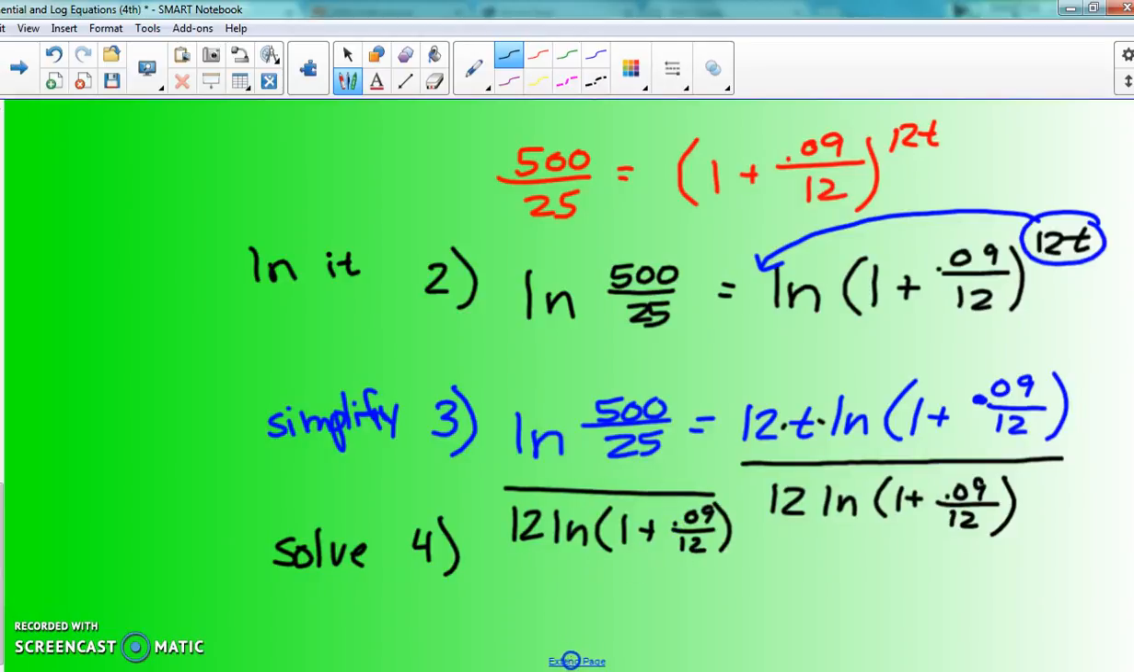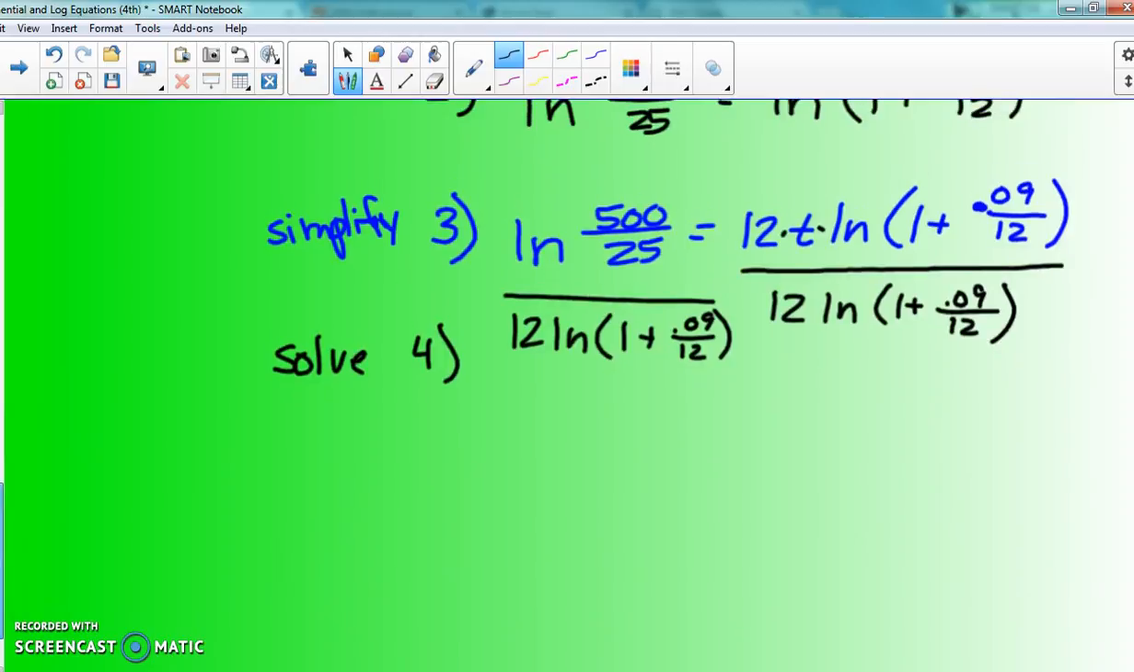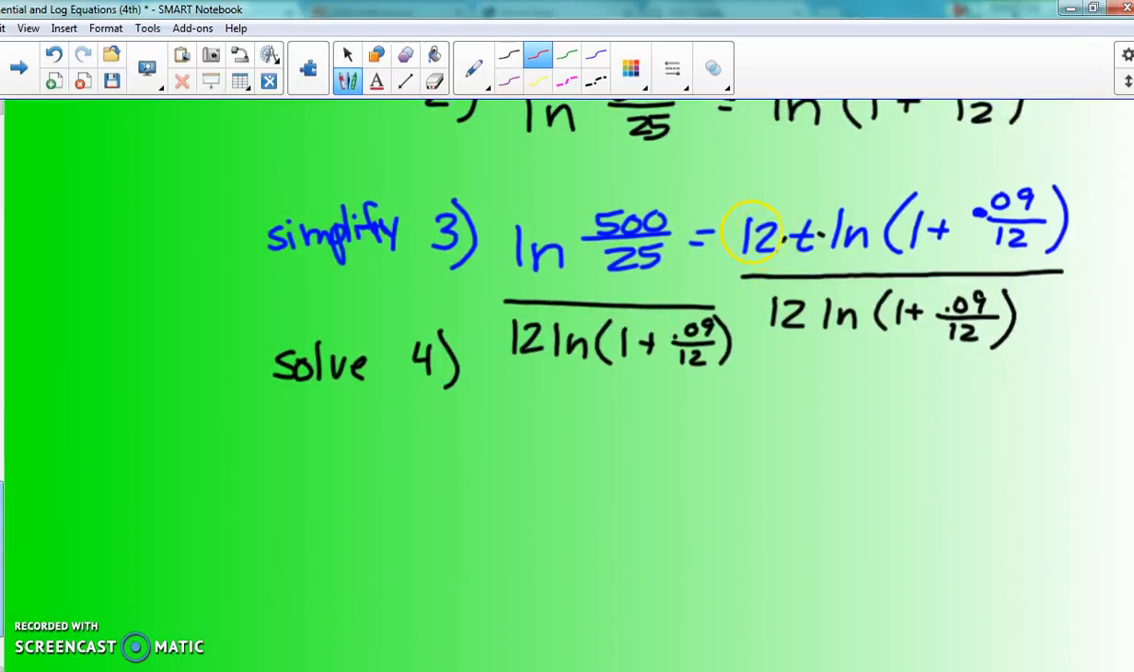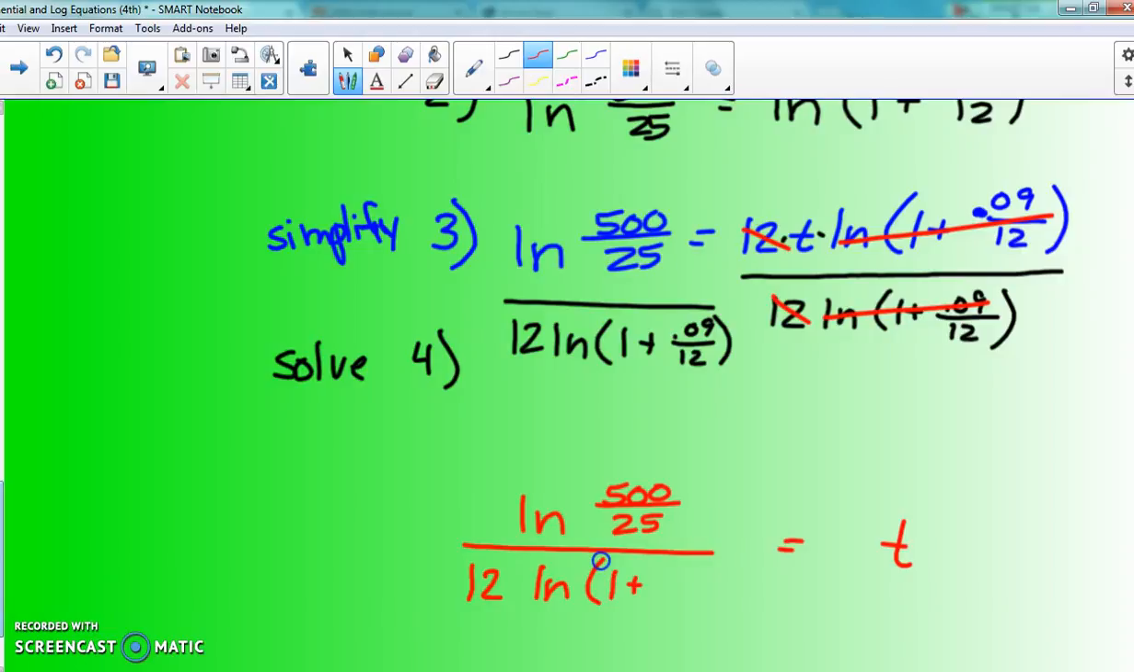All right, so we divide both sides by that so we can isolate it. So all this information there is gone on that side. So we're left with just t. All right, and then we go ahead and put all this information right here. So let's go ahead and put that into the calculator, and then we're done. That's all it is. It's going to tell us how many years it is.